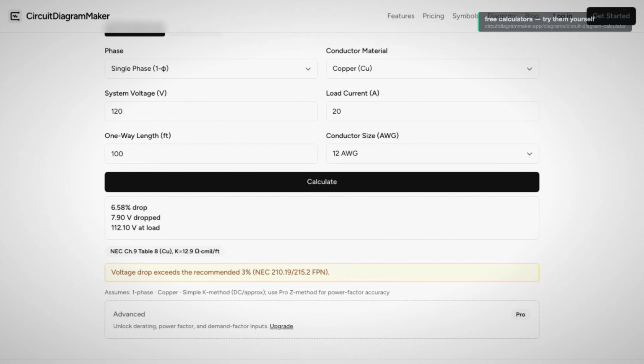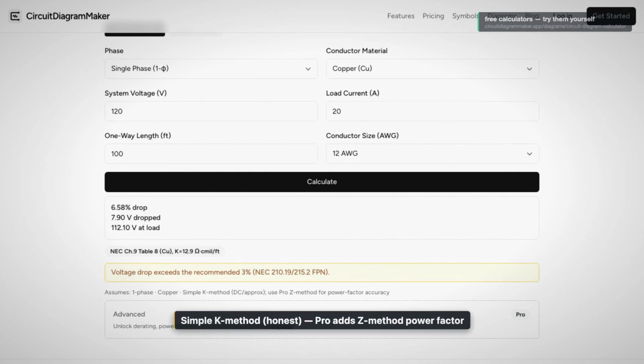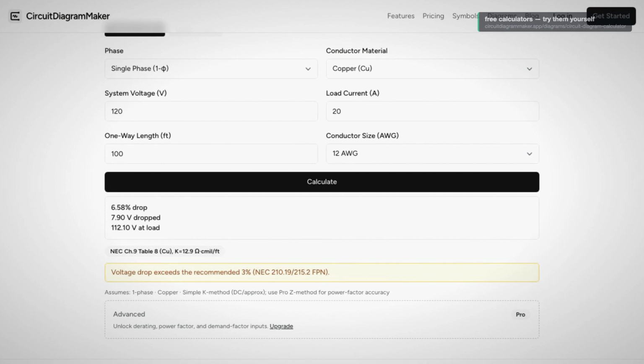Honest note. This is the simple K method. Resistance times current times length, the DC approximation. It's right for most branch circuits. If you need power factor accuracy on a long feeder, that's the Pro Z method. The free number is the standard estimate, and it tells you so.